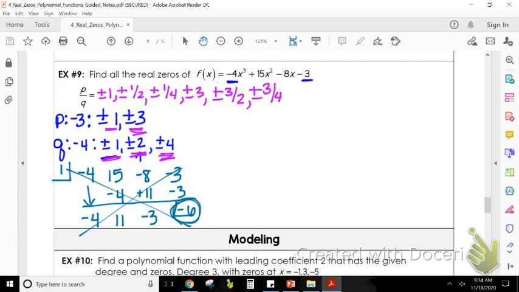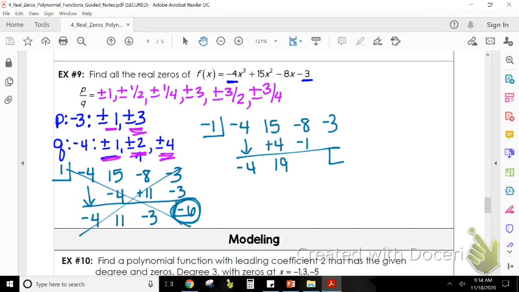So pick another number. How about negative 1? So use the same coefficients, so negative 4x cubed, 15x squared, minus 8x, minus 3. Bring down your first number. Multiply it times a negative 1. Combine them. 15 plus 4 is 19 times a negative 1. It's negative 27, which is not 0. So I had to make a mistake in one of these. I know one of them should have been.